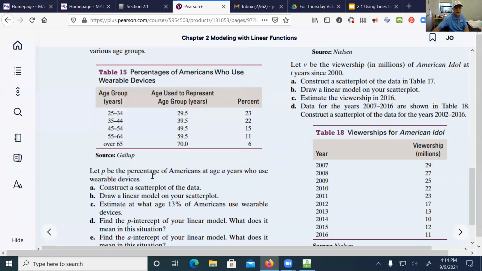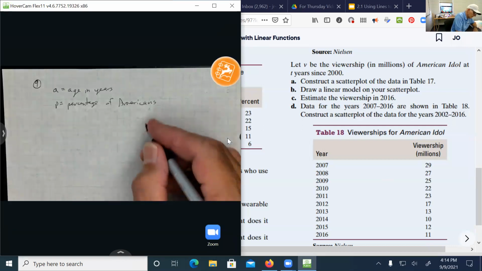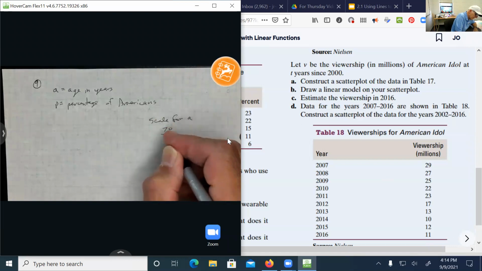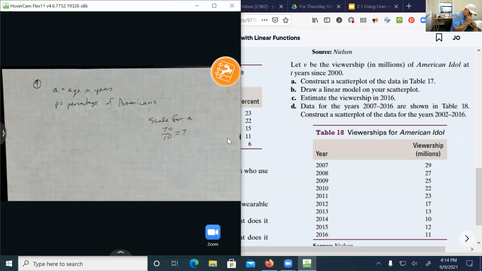And we're constructing a scatter plot. These are the input values. So now we're going to have to set a scale for both the input and the output. So let's set the scale for A. My largest value is 70. 70 divided by 10 is 7. So I could use 5 or I could use 10. Those are both pretty convenient. Maybe I'll use 10.